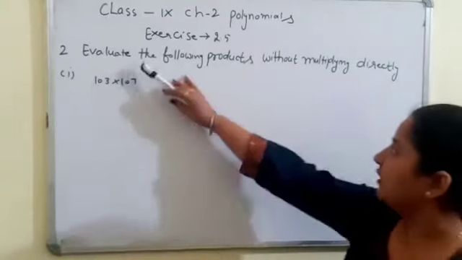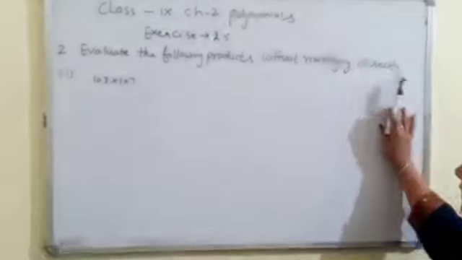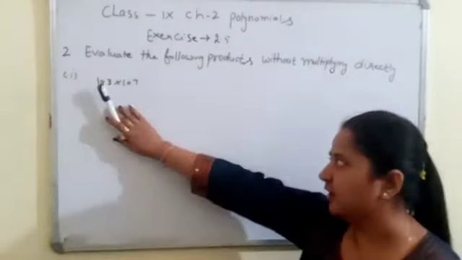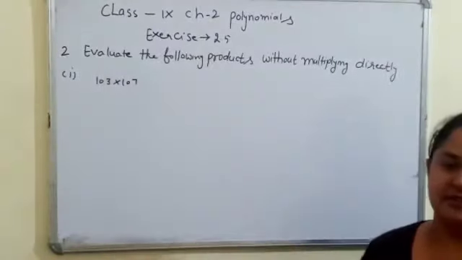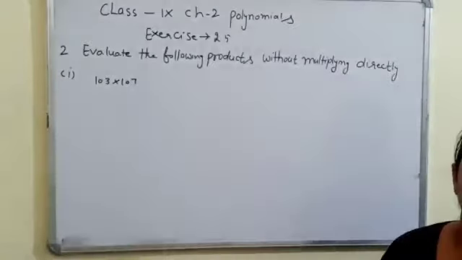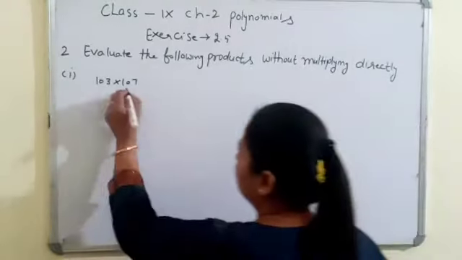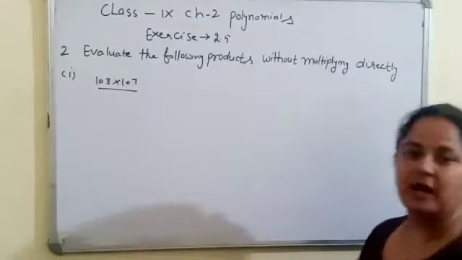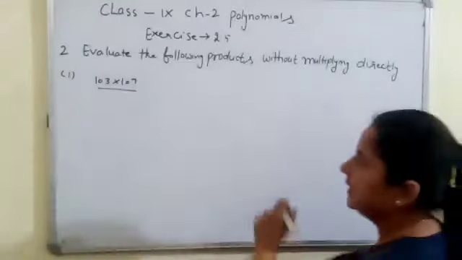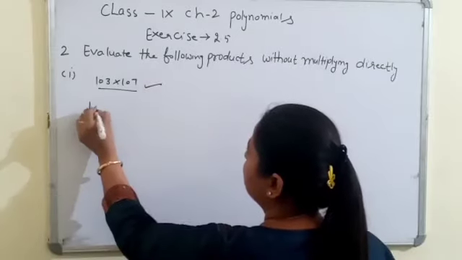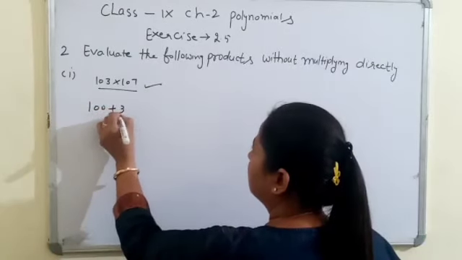Question second, evaluate the following product without multiplying directly. We have to solve it: 103 multiply 107, but without using direct multiplication. So let's see how we can solve them. We have to solve this question by using the algebraic identities, and which algebraic identity we can apply here.